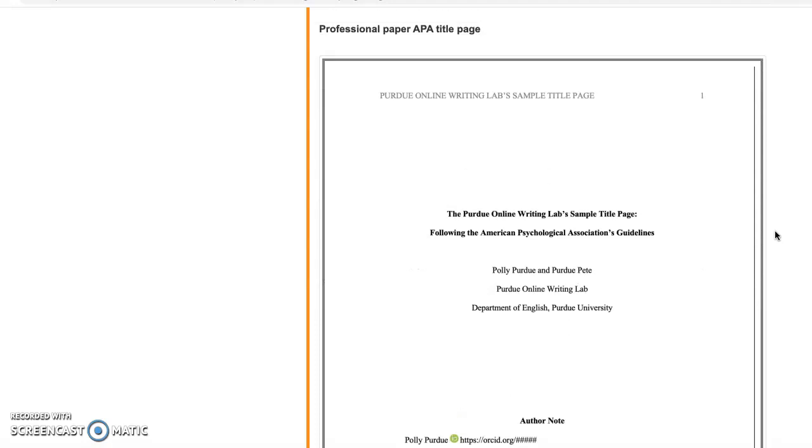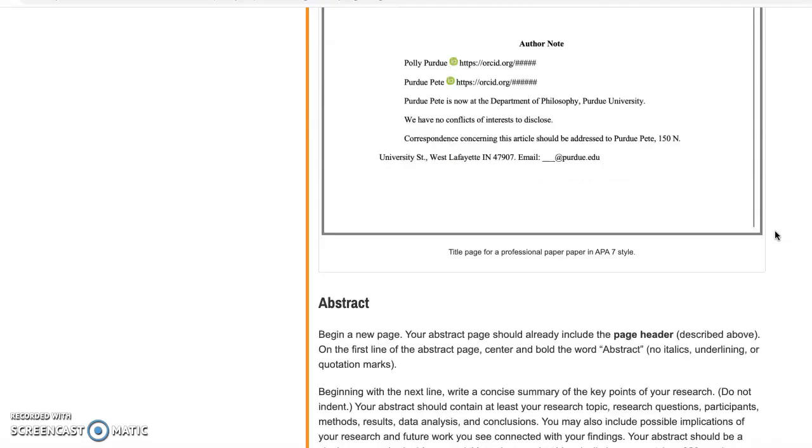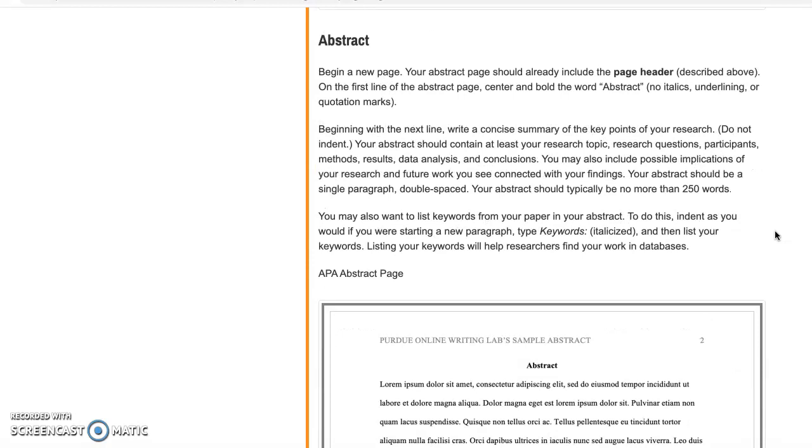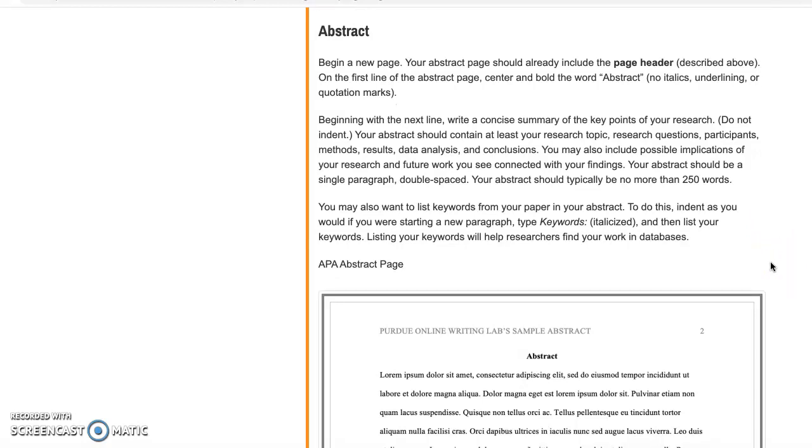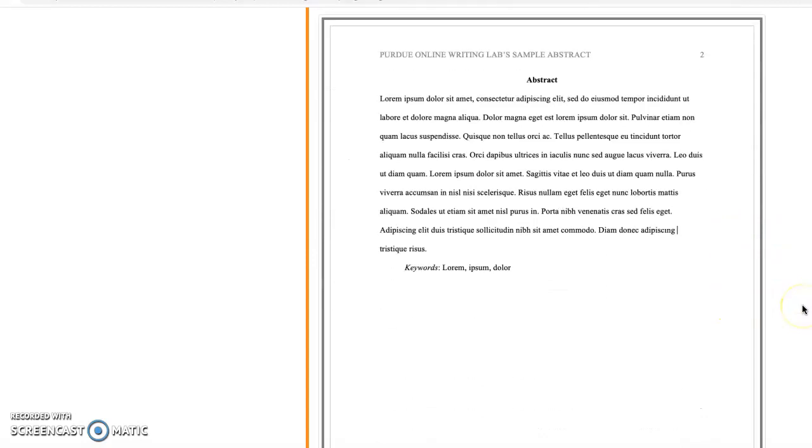You don't have to worry about professional papers. That's not something that you have to worry about. So just look at that first example. In terms of the abstract, this is what it should look like. So read it. Make sure that it looks like that. It should be page 2 of your essay.